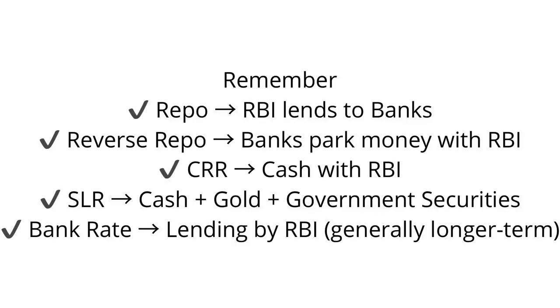So repo, RBI gives money. Reverse repo, banks return money. CRR, cash with RBI. SLR, safe liquid assets with bank. Bank rate, RBI lends, generally long term. So here's a challenging question for you. If the RBI wants to reduce inflation, which monetary policy tool may it use? Explain your answer. Write your answer in the comments.